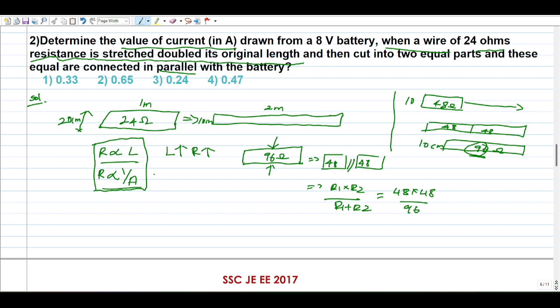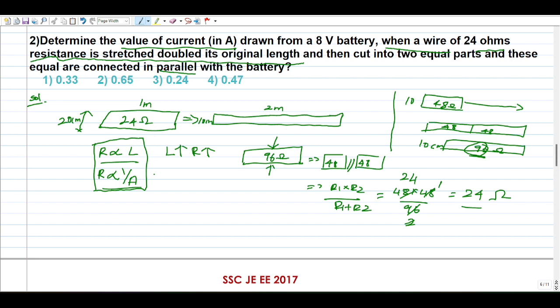So that is 24. So now the total resistance is 24 ohm. This is the effective resistance after stretching the length, and it is cut into two equal pieces. So now the value of resistance is 24 ohm.